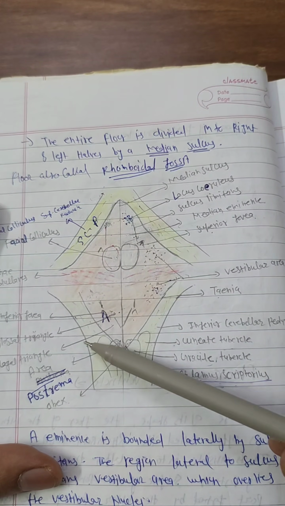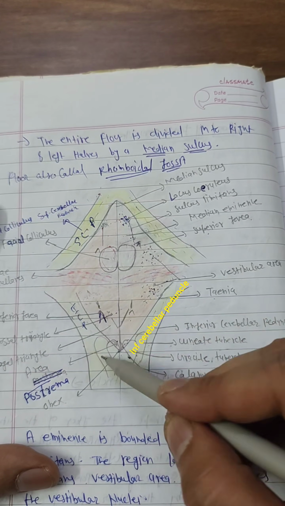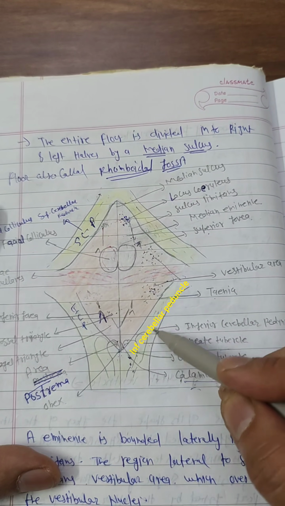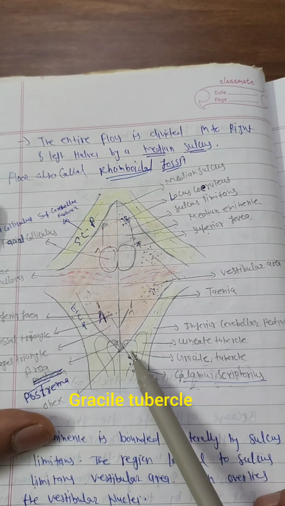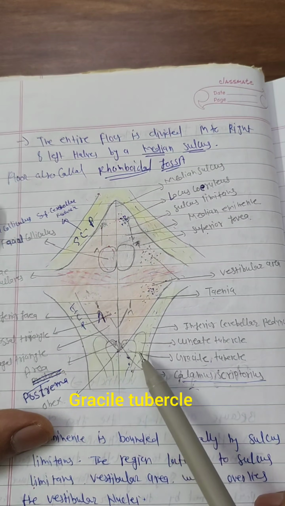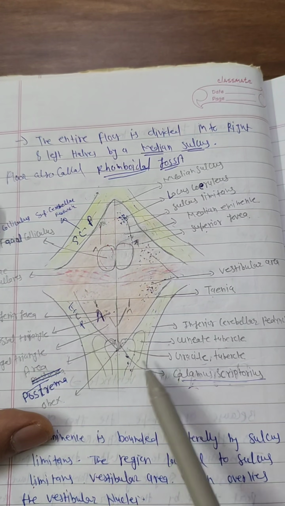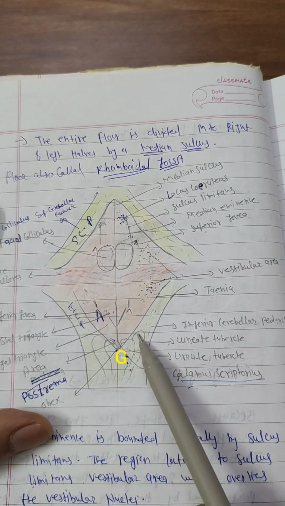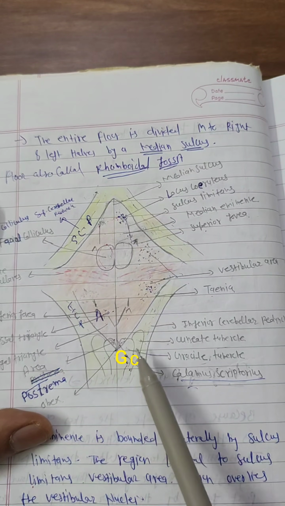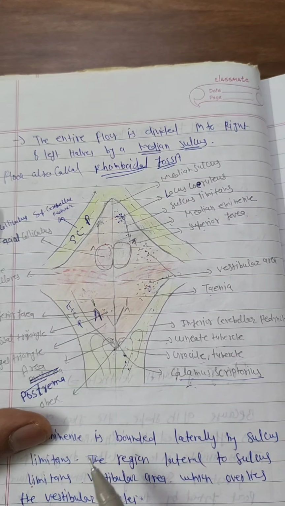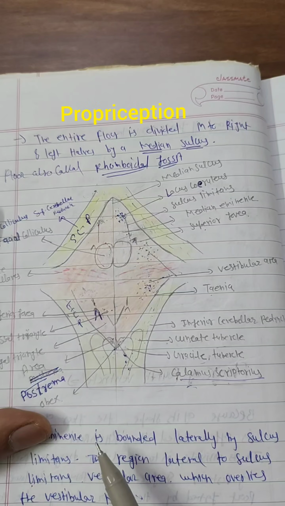Superolaterally on both sides, and inferolaterally it is bounded by the inferior cerebellar peduncle, supplemented by the gracile tubercle and the cuneate tubercle. On the medial side we have the gracile tubercle, on the lateral side the cuneate tubercle. The gracile tubercle is due to the gracile nucleus, the cuneate tubercle is due to the cuneate nucleus, and both are responsible for proprioception.